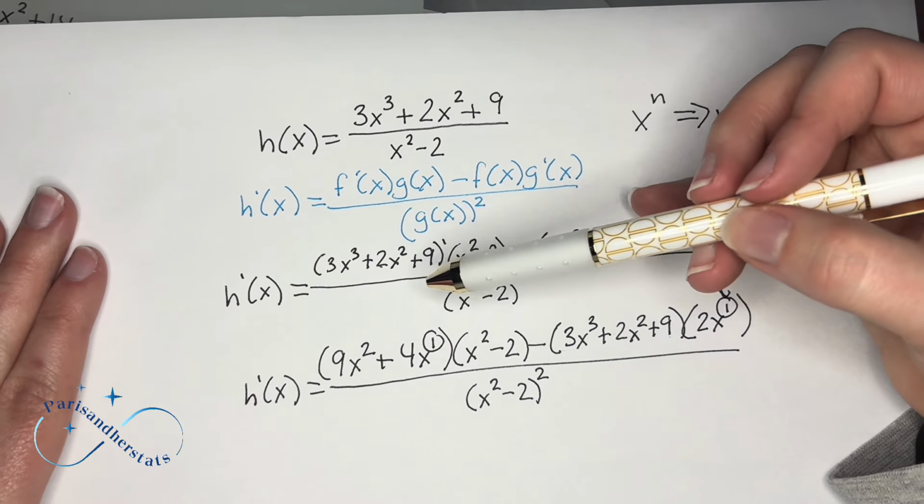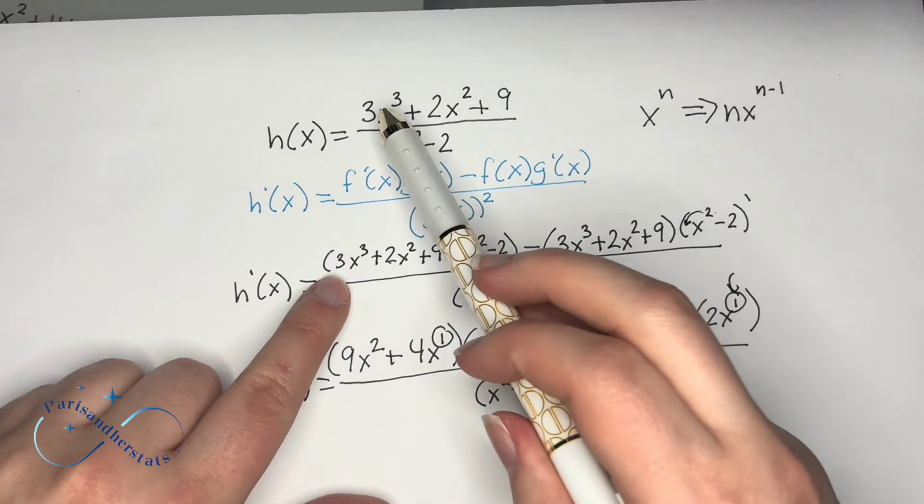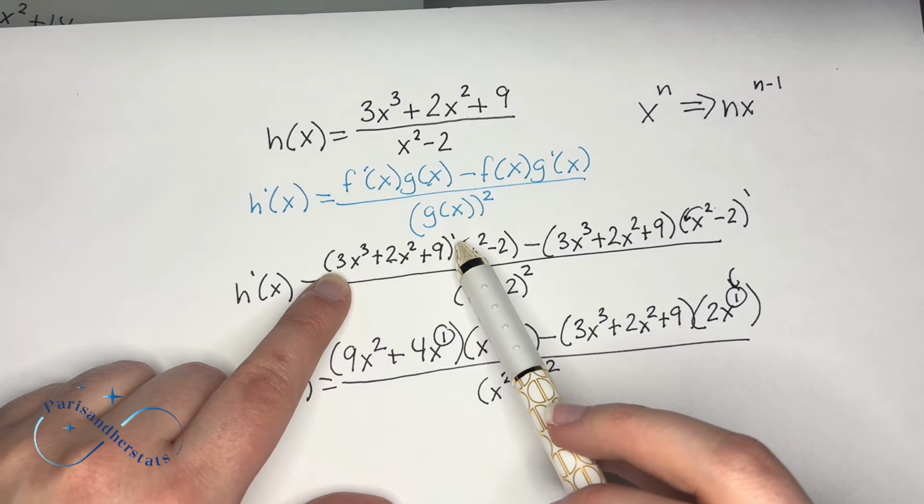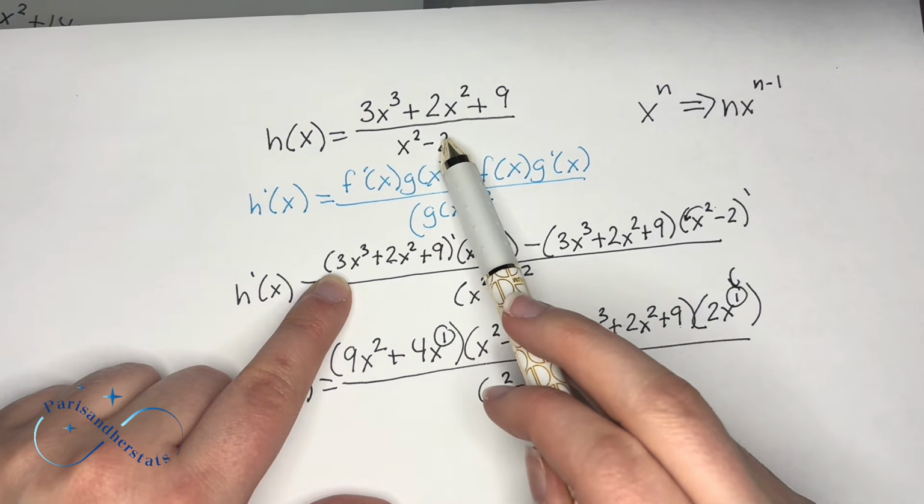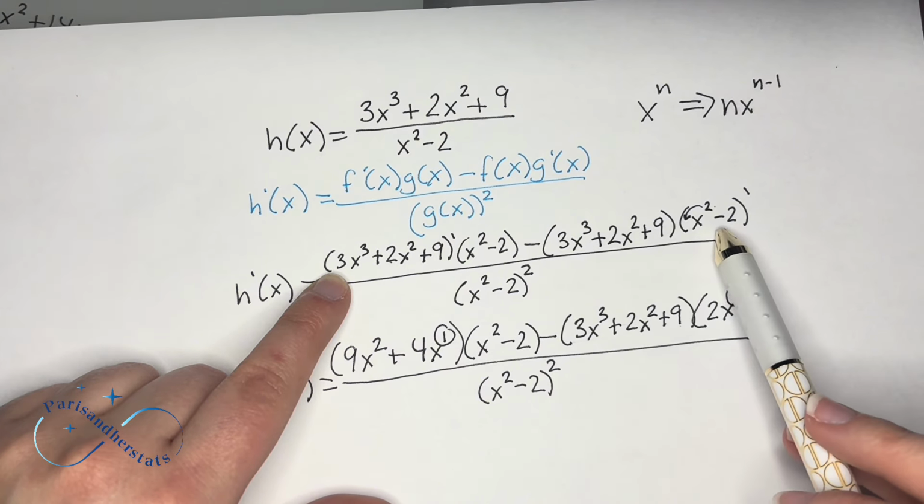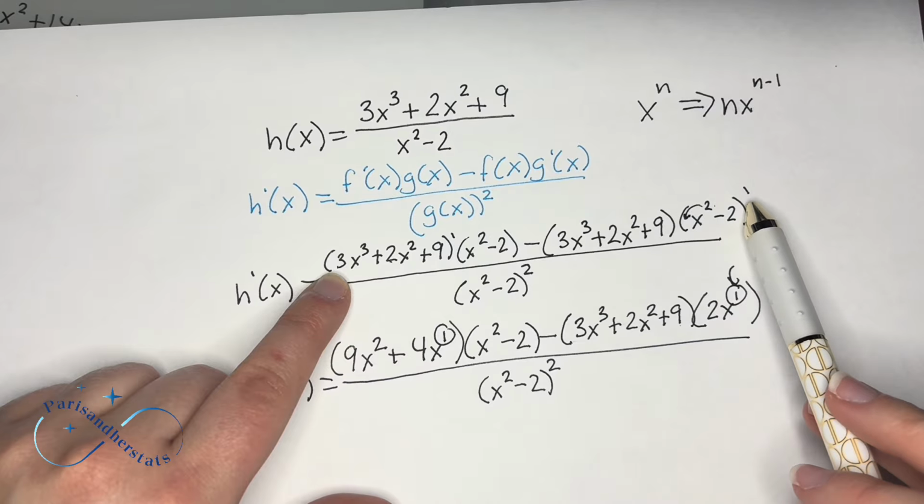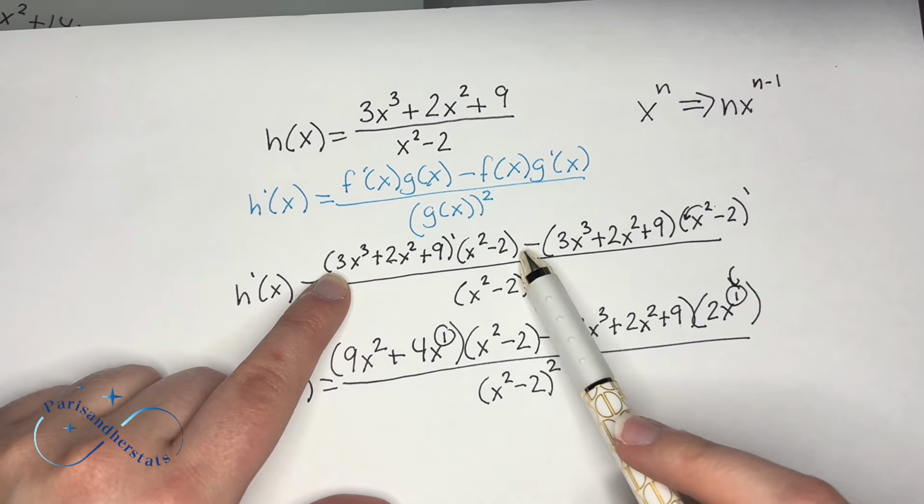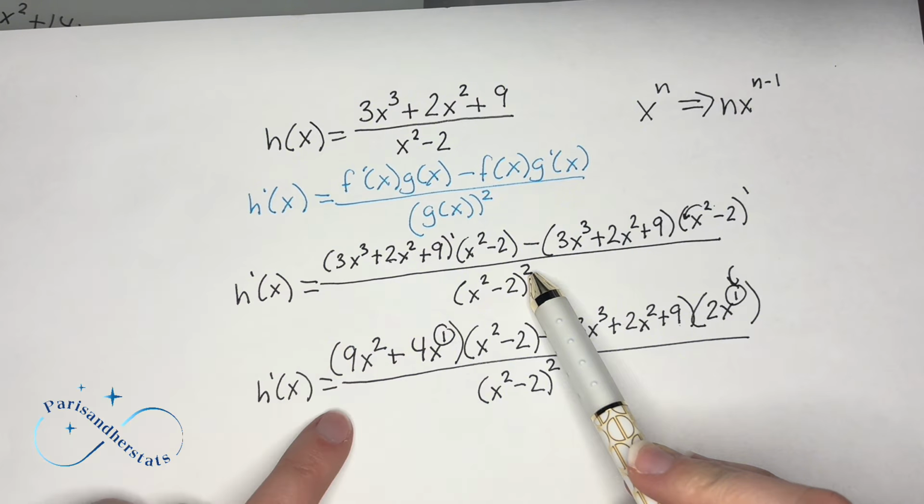Writing that out in numerical form, that leaves us with the entirety of our numerator, prime means we need to find the derivative, times the denominator, minus the numerator, times the denominator, prime means we need to find the derivative, all over the denominator squared.